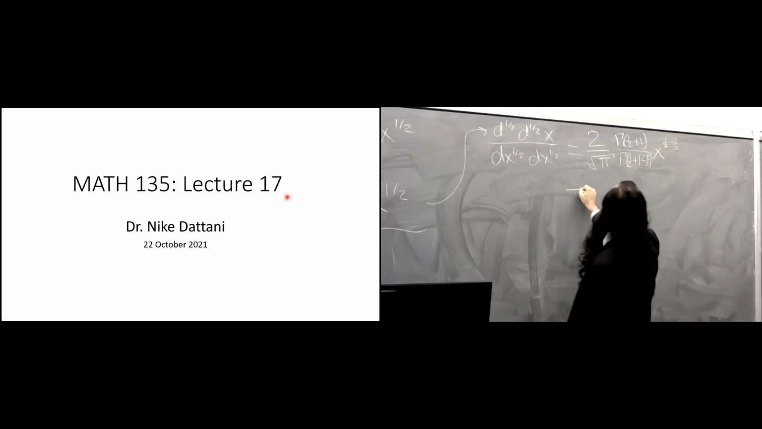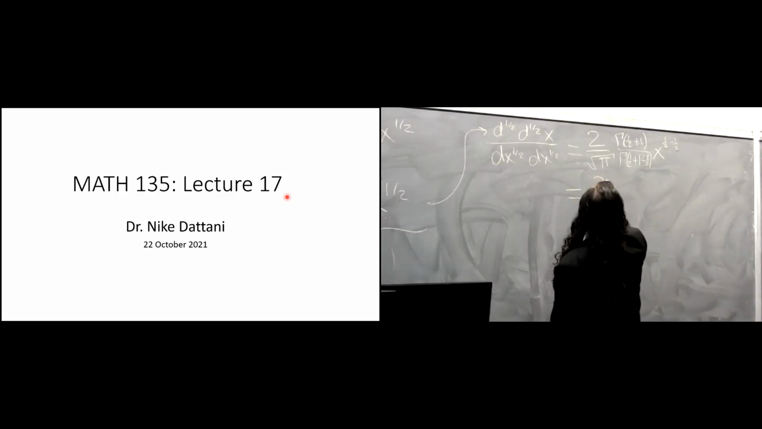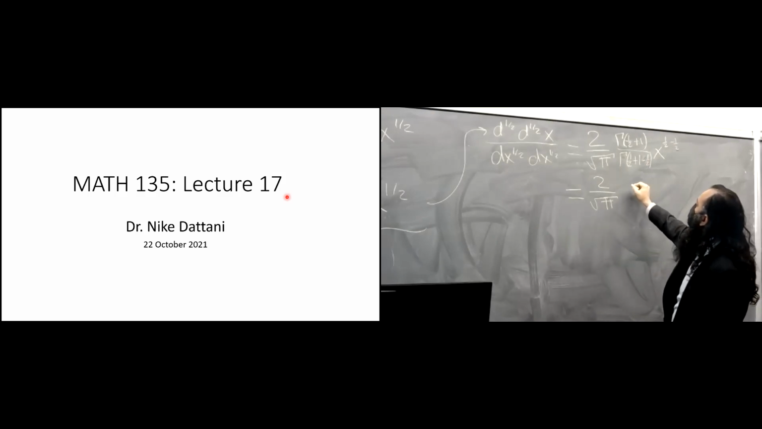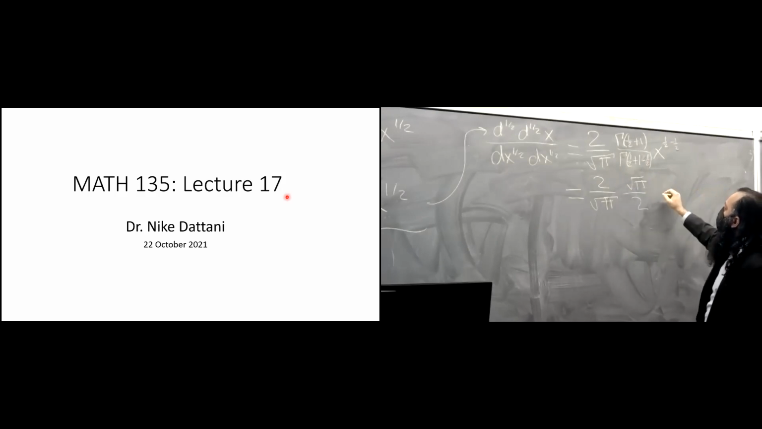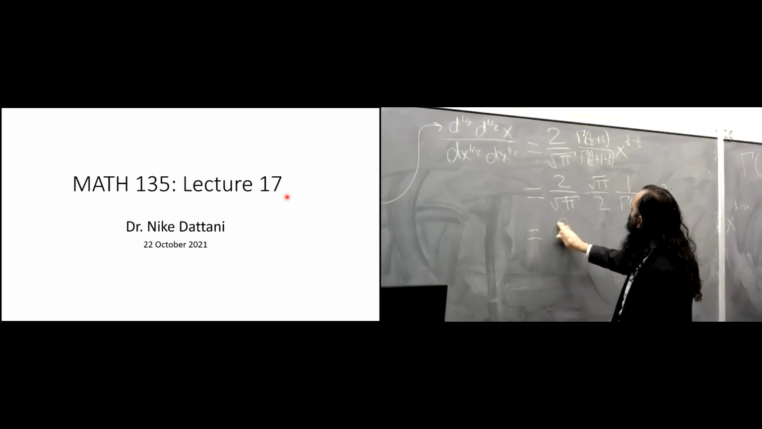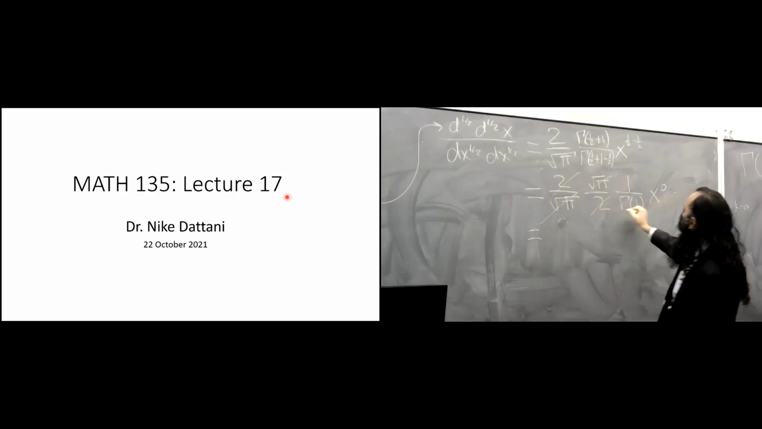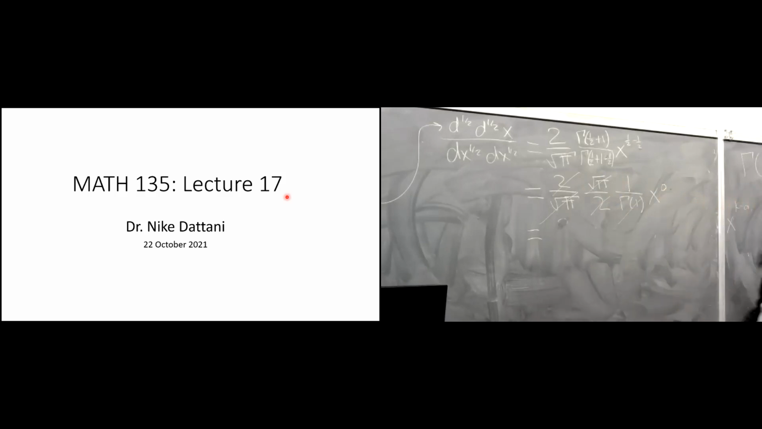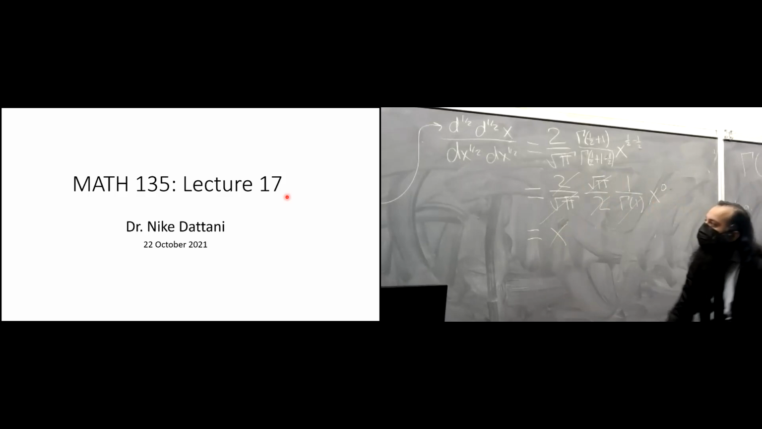Okay, so now we have 2 over root pi. What is gamma of 3 over 2? We already did that once, right? Root pi over 2. And then what's gamma of 1? It's 1. Times gamma of 1, which is 1, times x to the 0, which is 1. So then I have this thing and this thing. Gamma of 1 is 1 because 0 factorial is 1. So I have just x, right? No, you have 1. Oh, sorry, I have just 1.